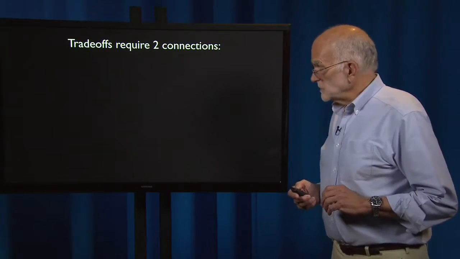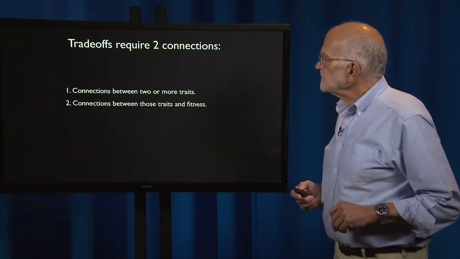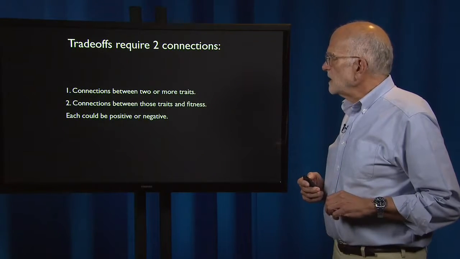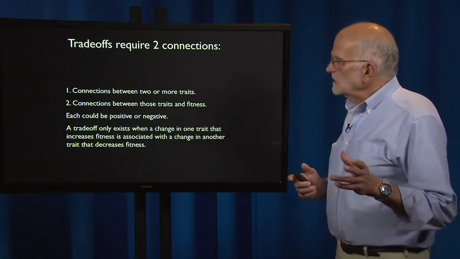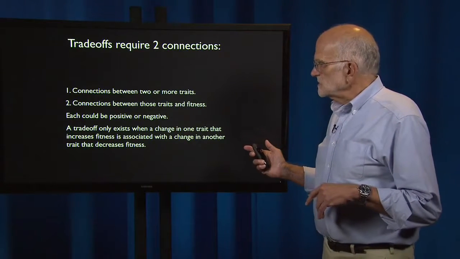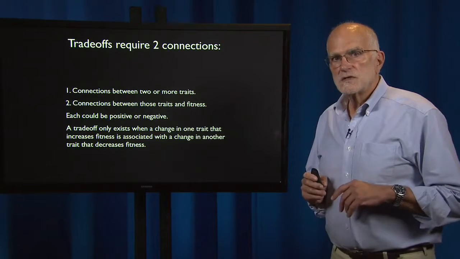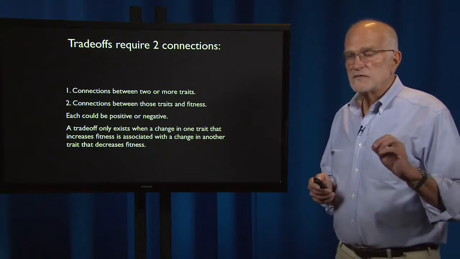Trade-offs require two connections. One is a connection between the traits. The other is a connection between the traits and fitness. Now, each of these connections could be either positive or negative, and a trade-off only exists when a change in one trait that increases fitness is associated with a change in another trait that decreases fitness.